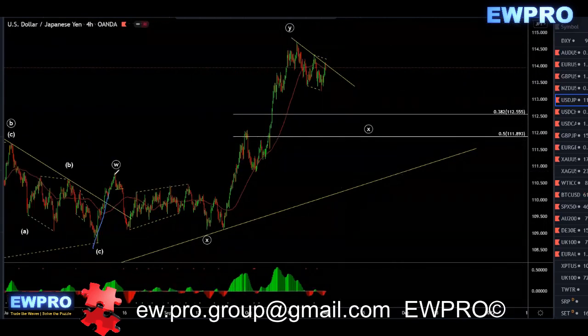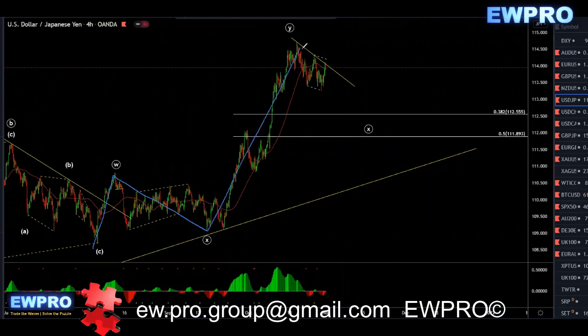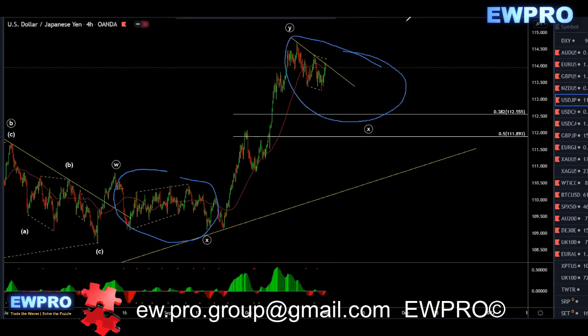H4, we got this W, a large correction in X2, and then we got wave Y up, and we're looking for the X2 back down to this 38.2 and then the Z up. This is a large correction, so we're sort of expecting a larger correction in here, similar size.